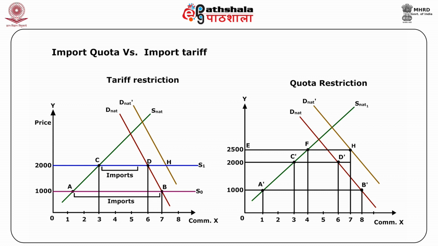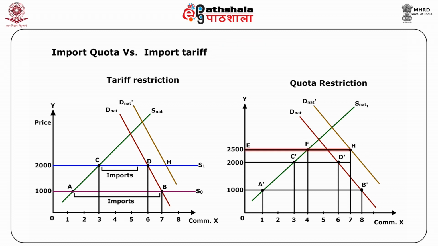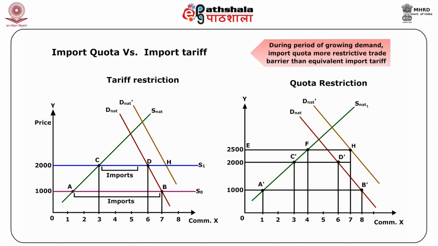Under the quota, the increase in demand from D_N1 to D'_N1 forces commodity X prices up from $2,000 to $2,500. At this new price, the domestic production equals 4 lakh units EF and domestic consumption equals 7 lakh units EH. So the adjustment occurs in the prices rather than the quantity of commodity X imported. So during a period of growing demand, an import quota is a more restrictive trade barrier than an equivalent import tariff.